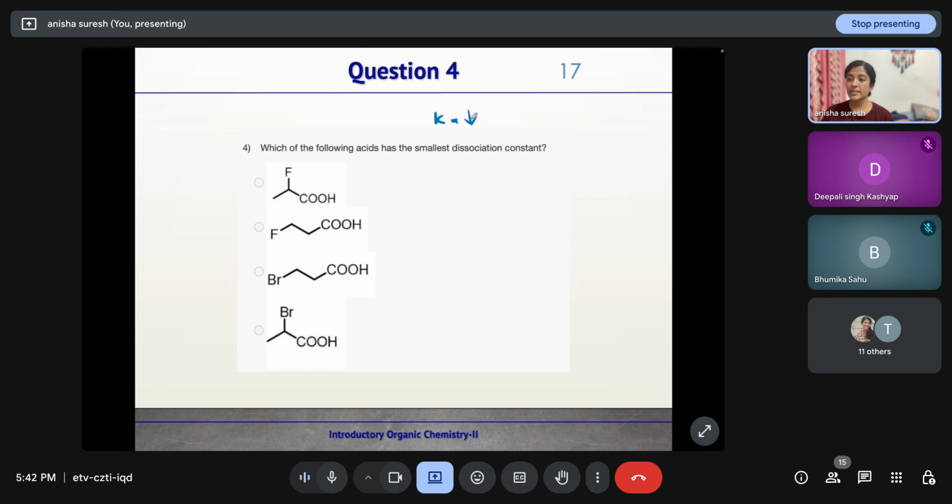So you have to see which is the least acidic in this case. We have seen that pK equals minus log Ka. So if Ka is decreasing, acidity will be decreasing. So you have to find the least acidic among the given acids.